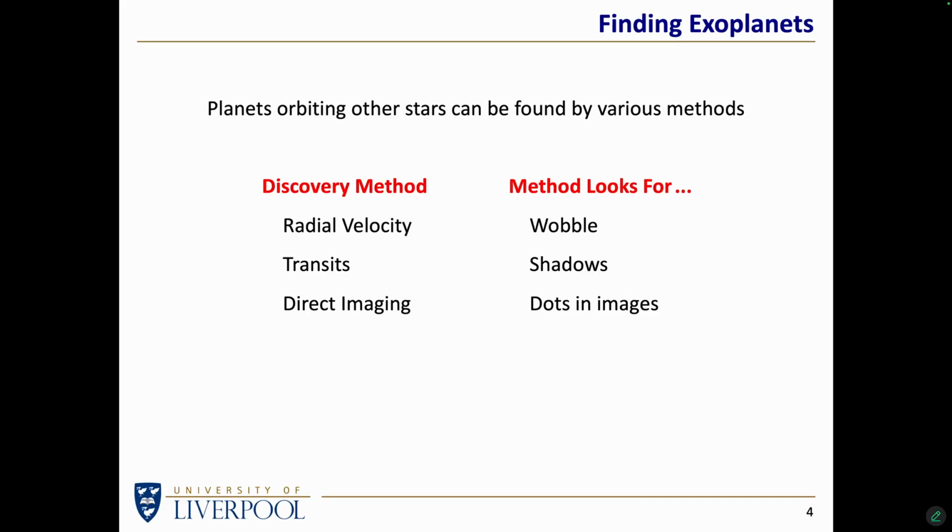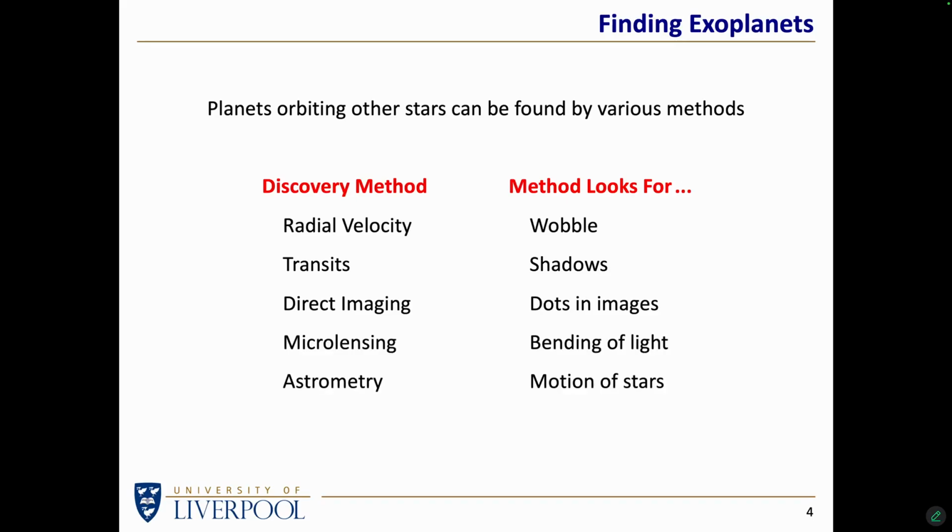Generally speaking, stars are much too bright to see any planets that happen to be close to them. But if we can block the light from the star, then maybe we can see tiny dots where the planets are close to the star.